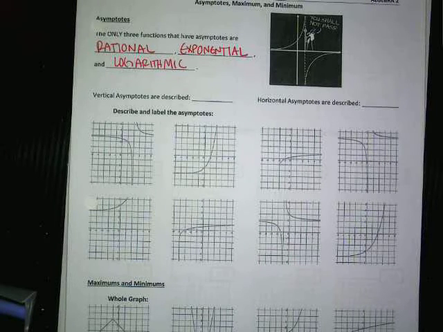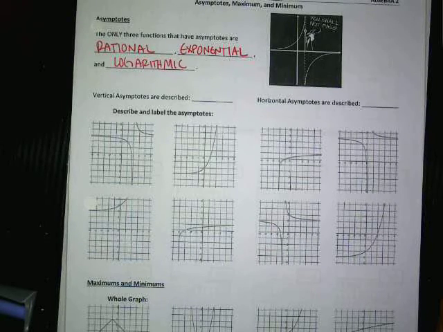Alright, vertical asymptotes and horizontal asymptotes. So when I say I want you to describe it, I want you to tell me the line that it is. Now I want you to get away from just saying the vertical asymptote's at 2. Because the vertical asymptote is not a point, it's a line. So we need to describe it as a line. So it's going to be y or x equals.